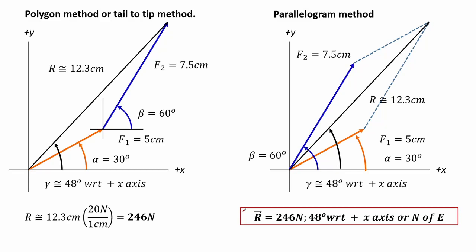Here we have the comparison of both graphical methods, which gave the same values. Converting the centimeter units to newtons, we simply multiply by 20 newtons per centimeter, and we get that the magnitude is about 246 newtons and it is oriented 48 degrees with respect to the positive x-axis. Or you could also say 48 degrees north of east.